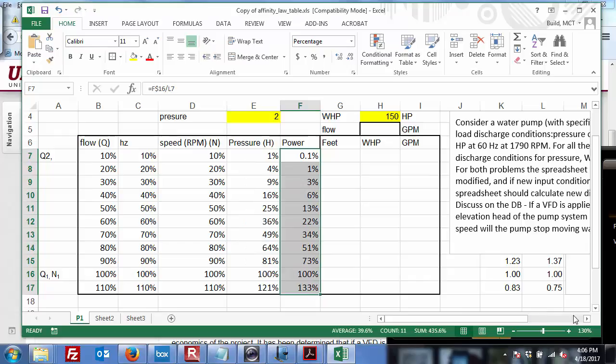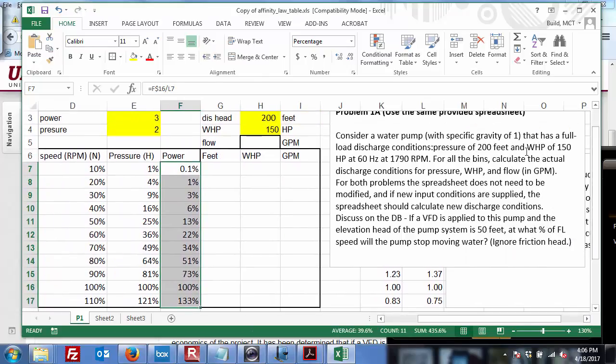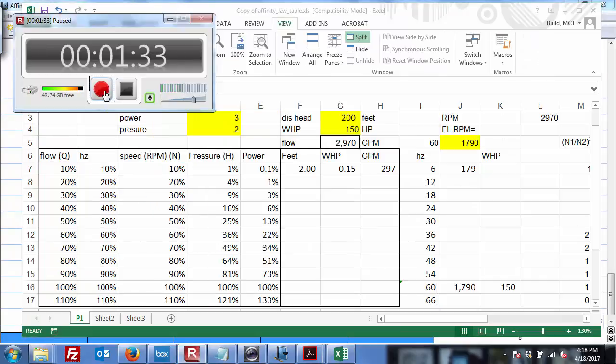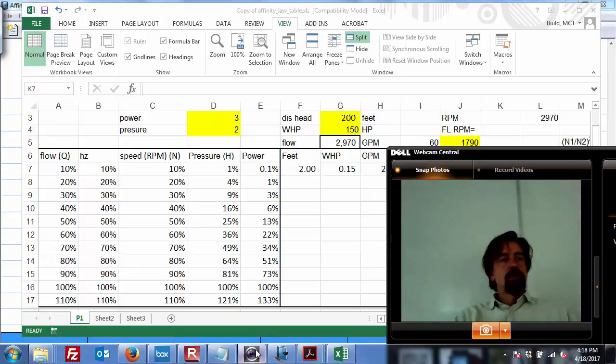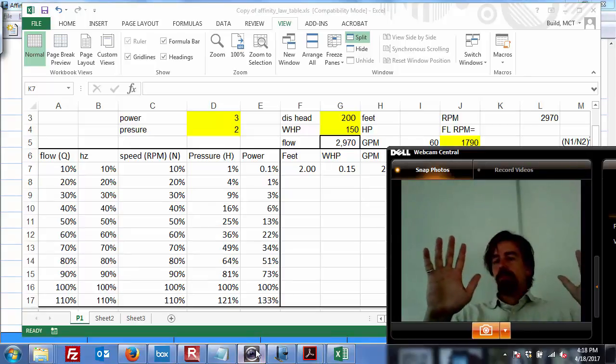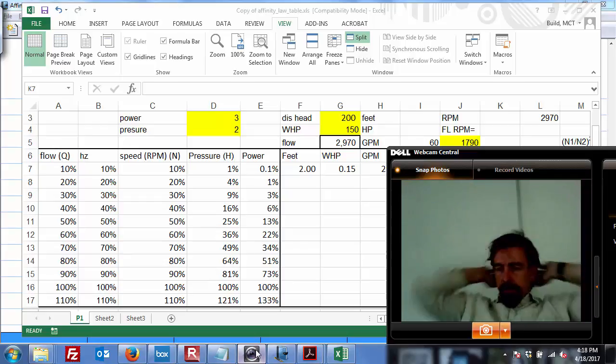Now we're going to dive in with some actual values. So consider a pump, specific gravity of 1, full load discharge, 200 feet of pressure. Here's our power. Now we need to get to the flow rate. Okay, so I'll pause it there and then we'll figure this out. Cool. All right. So I think we've solved it here, but I'm just going to fill you in on what we did for problem 1A on the affinity laws.